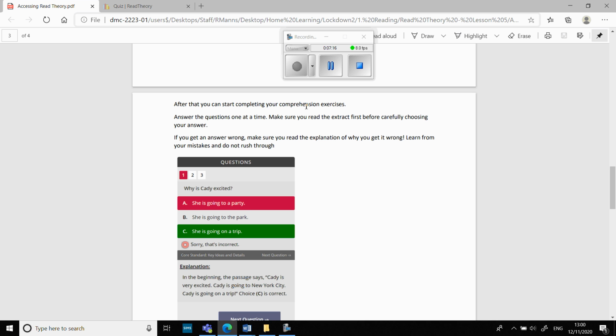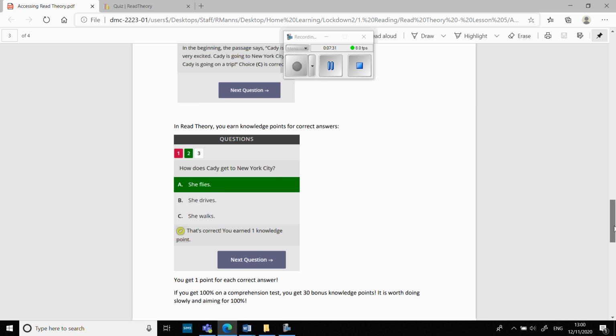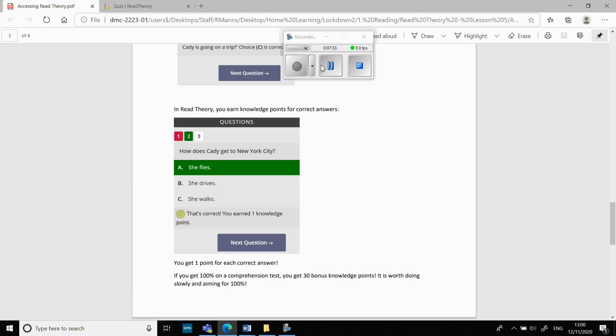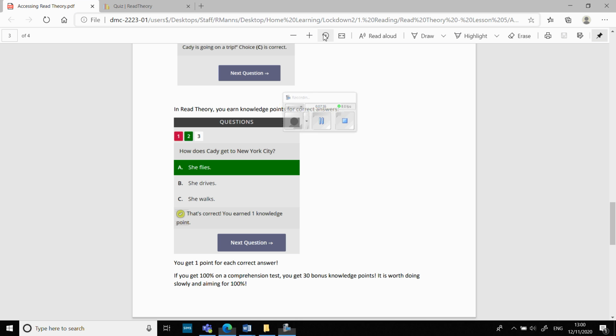So after that you can start completing your comprehension exercises. Answer the questions one at a time. Make sure you read the extract first before carefully choosing your answer. If you get an answer wrong, make sure you read the explanation of why you get it wrong, learn from your mistakes, and do not rush through. And that's what I mean there. If you get an answer right, in Read Theory, you earn knowledge points. And that's how Read Theory works.